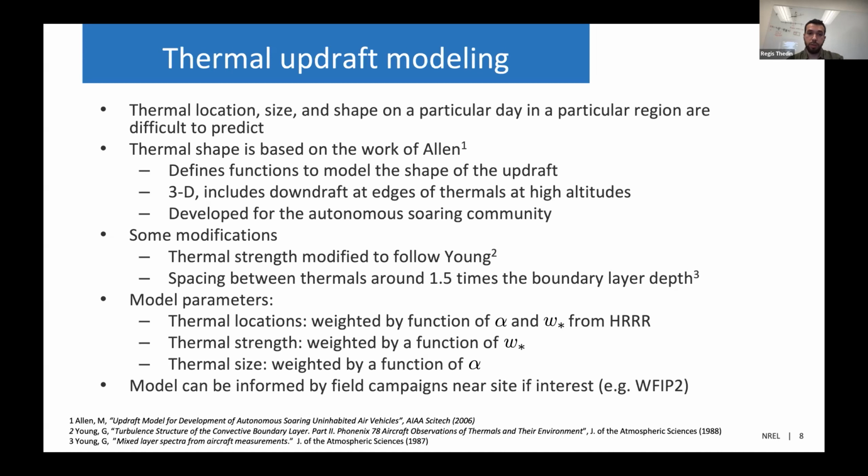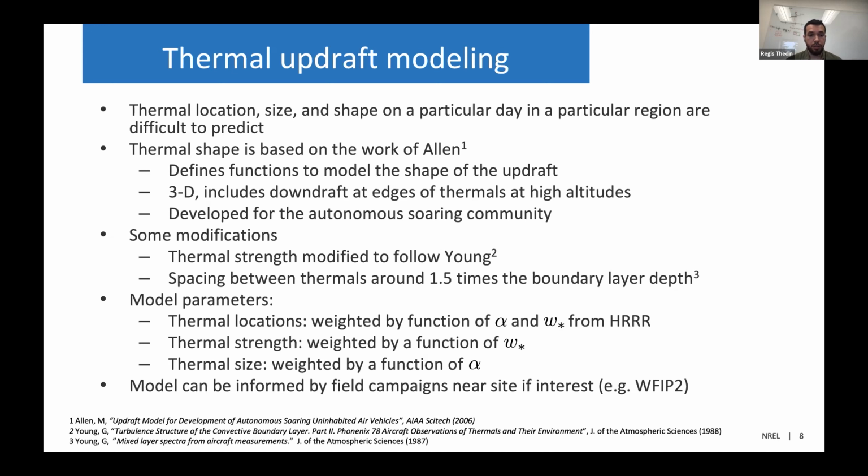So our model is 3D, and depending on the height, it adjusts the magnitude and has some downdraft on the edges of the updraft. This was a model developed for the autonomous soaring community, and it was nice that we could bring that into our model. There are some additional modifications on top of that. The thermal strength we modified to follow the work of George Young. And we also imposed a restriction on the spacing between thermals: 1.5 times the boundary layer height.